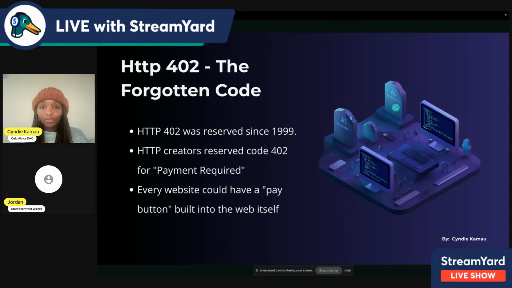To understand how the x402 system came to be, we have to go back to its roots just a bit. It started in 1999, when the World Wide Web era was coming up. These creators created the HTTP protocol, the hypertext something, I've forgotten, the hypertext transfer protocol, right?